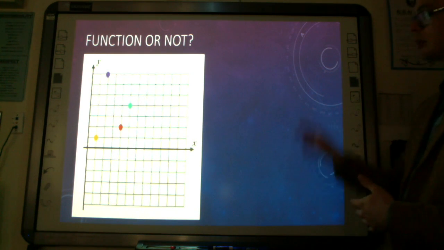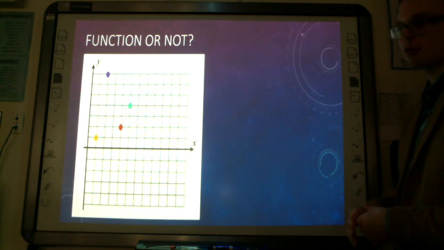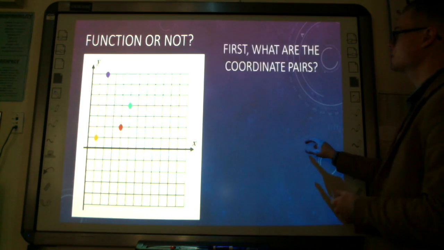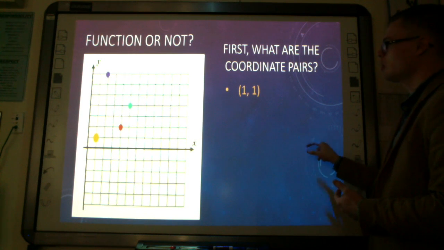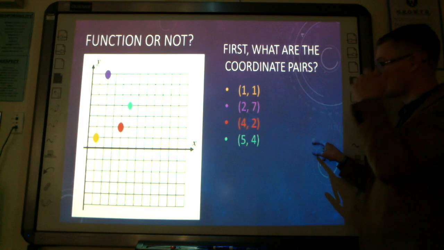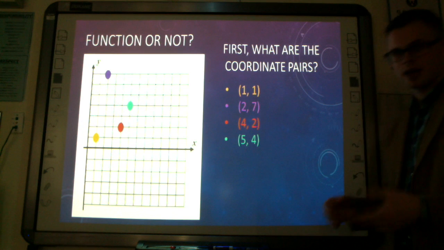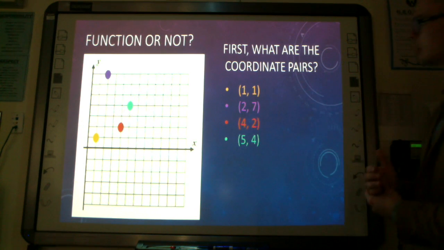We've plotted points. We know what these points are, okay? I want you guys to figure out the coordinate pairs from each colored point, okay? So obviously we have 1, 1. We have 2, 7 for purple. Red is 4, 2. And green is 5, 4, okay? Now, obviously the question is it a function or not, okay?